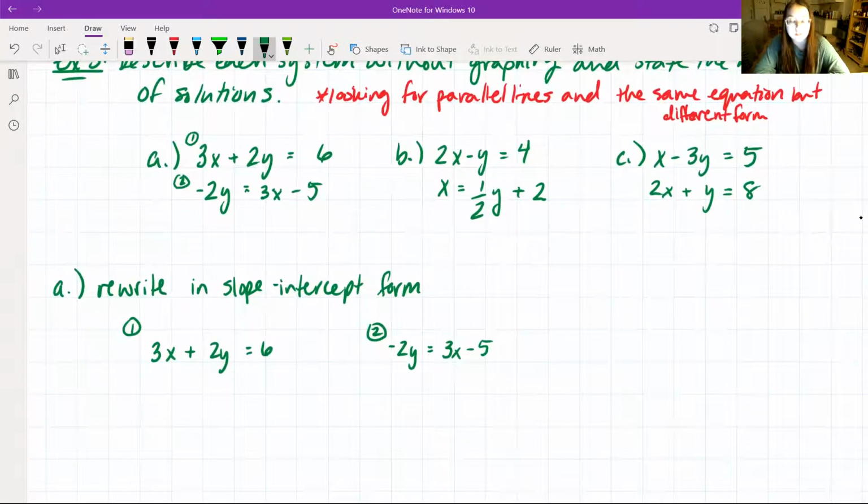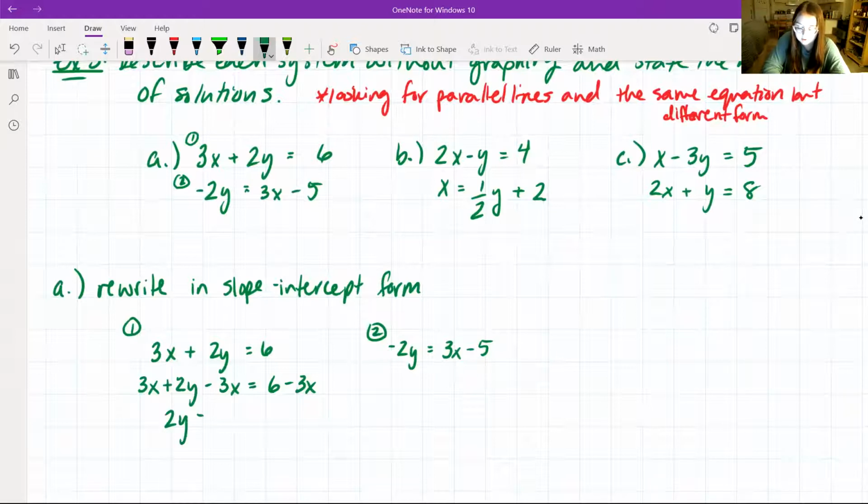For our first equation, we're going to subtract 3x from both sides. So we get 3x plus 2y minus 3x is equal to 6 minus 3x. This now gives us 2y is equal to negative 3x plus 6.